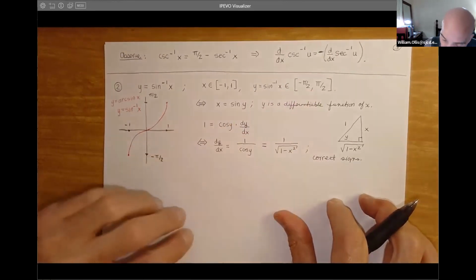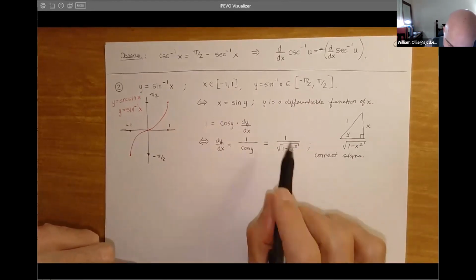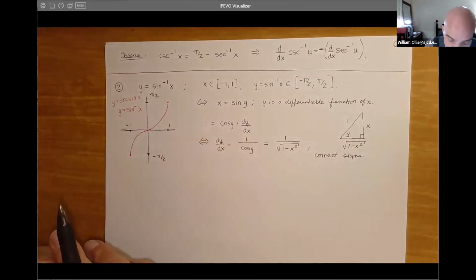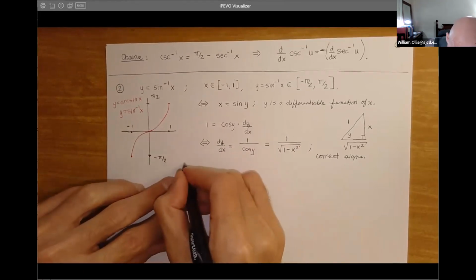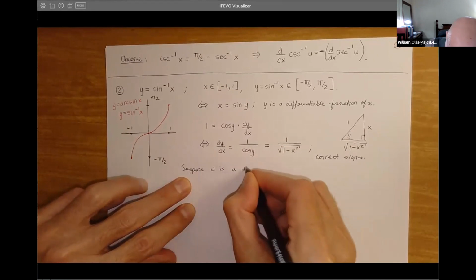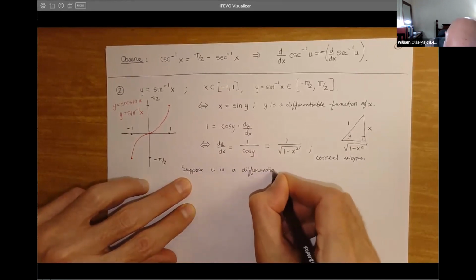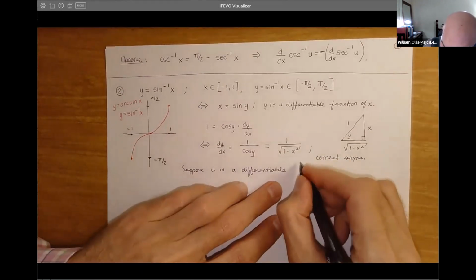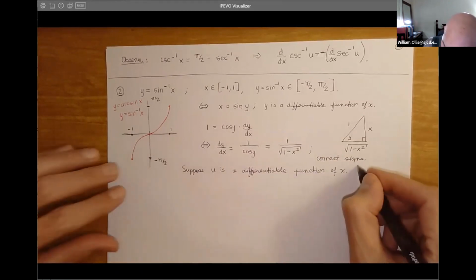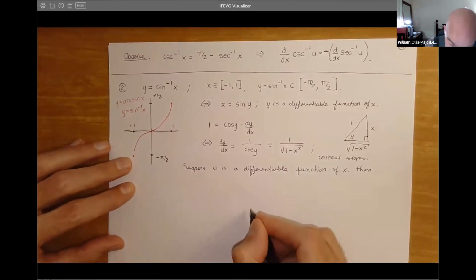So excellent. So now when we look at this, again, we notice that we get rid of the 1 and the minus 1 because we have what appears to be vertical tangents at those points. So we do, again, lose a couple of points in the set of differentiability, but I think we're okay with that. We still have infinitely many to deal with. So now what we can do is suppose u is a differentiable function of x, then we can do the chain rule extension.